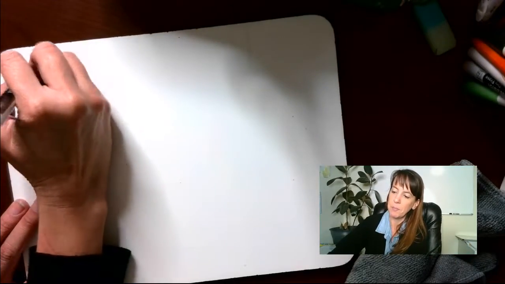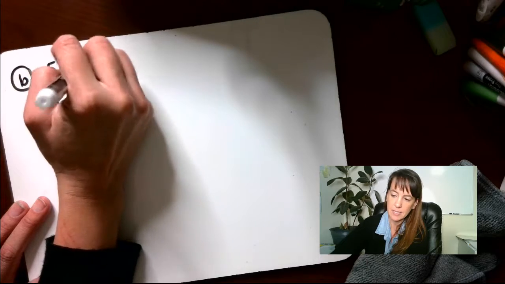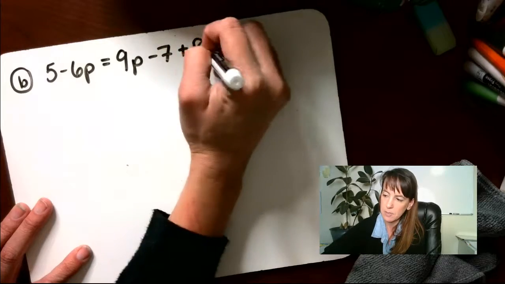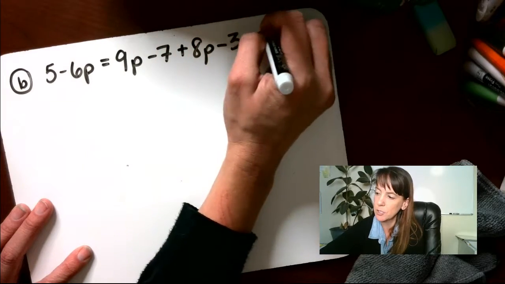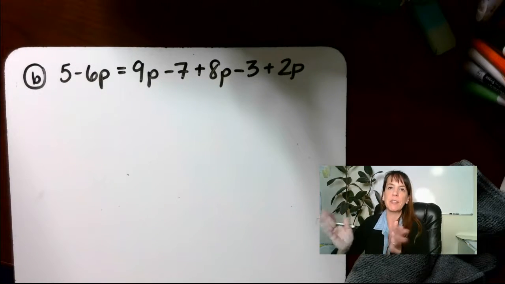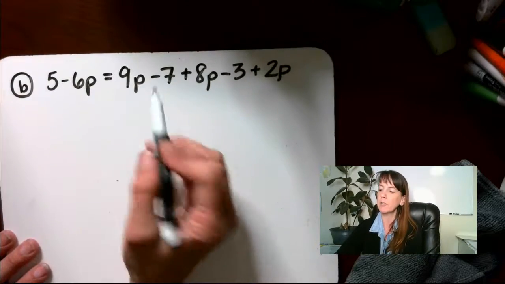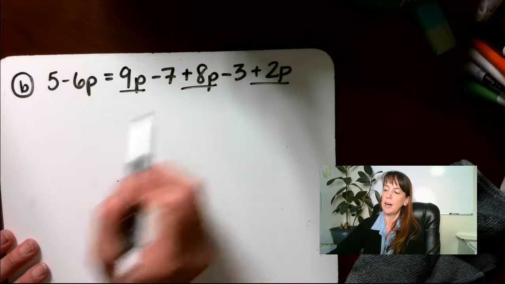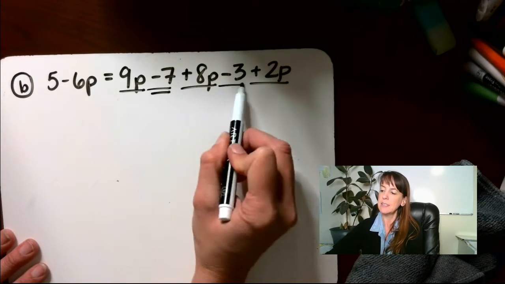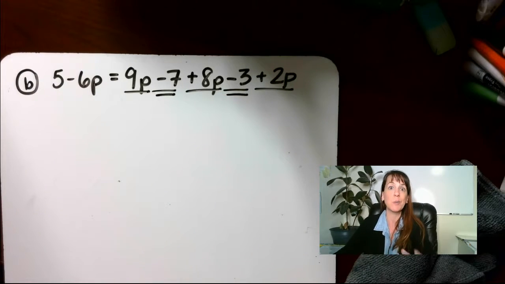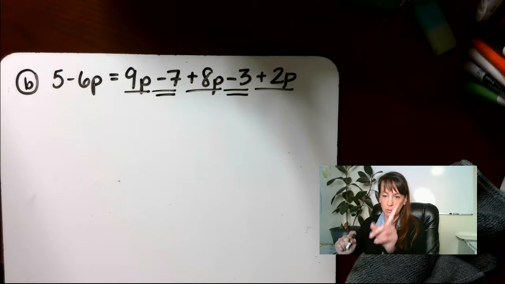All right, for B, we have 5 minus 6p equals 9p minus 7 plus 8p minus 3 plus 2p. Taking a look at this, again, you want to do everything that you can on either side of the equation before you go moving things around. Can't really do much here, but over here I have 9p, I have positive 8p, and positive 2p. Then I have negative 7 and negative 3. Again, I am underlining that operation that comes before it, so that we don't lose those negative signs, particularly the negatives.